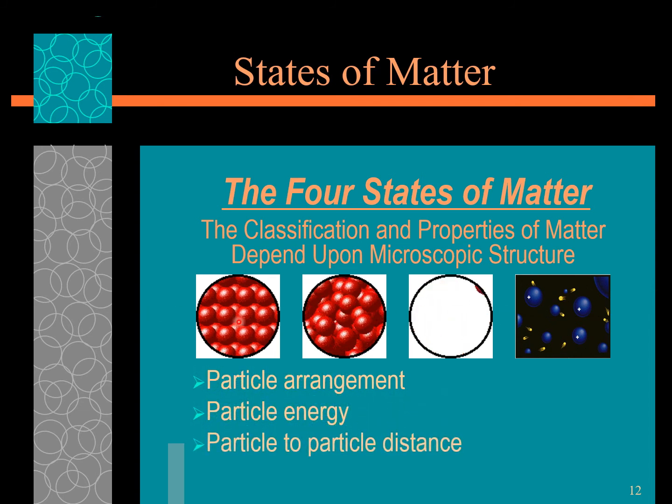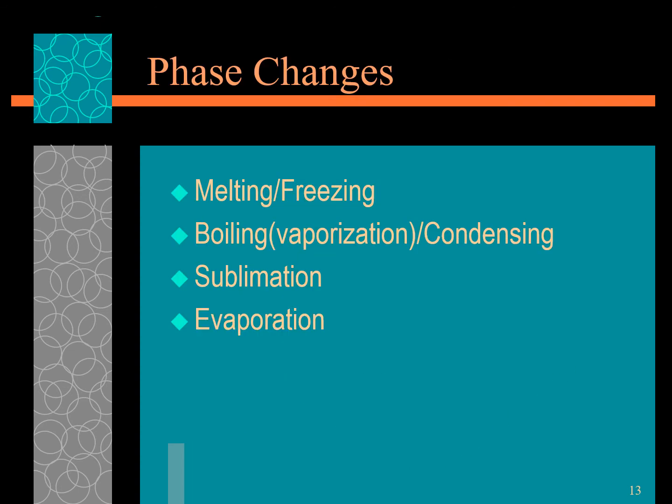Here is the particle arrangement, and also you can notice the particle energy, how much they move, and the particle to particle distance. Okay. Phase change: melting and freezing, boiling, evaporation, condensing, sublimation, evaporation.